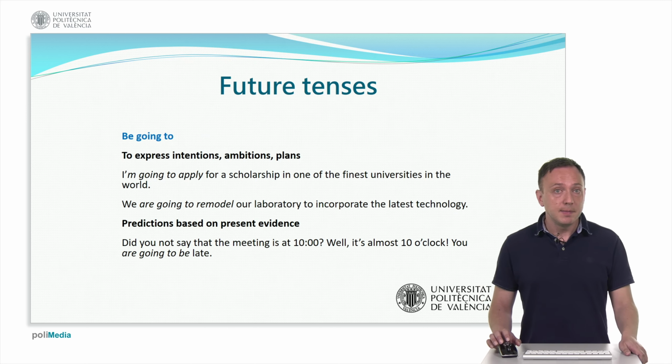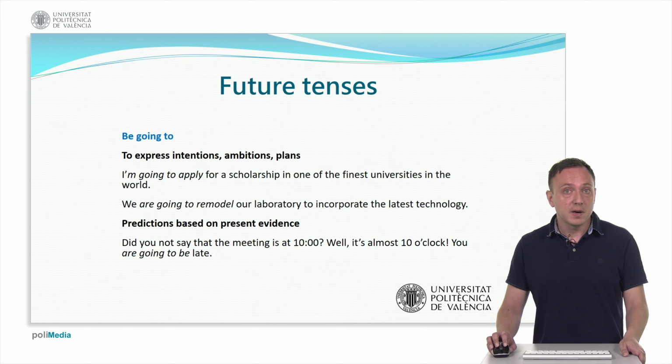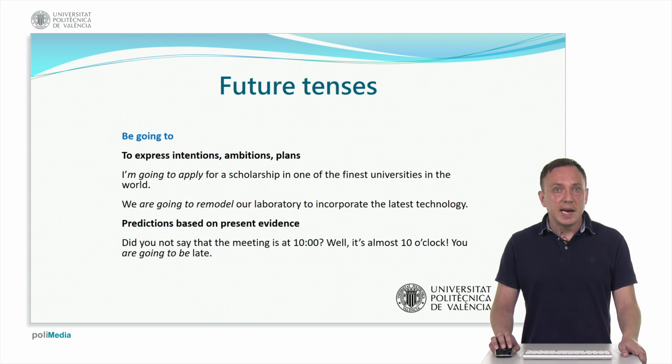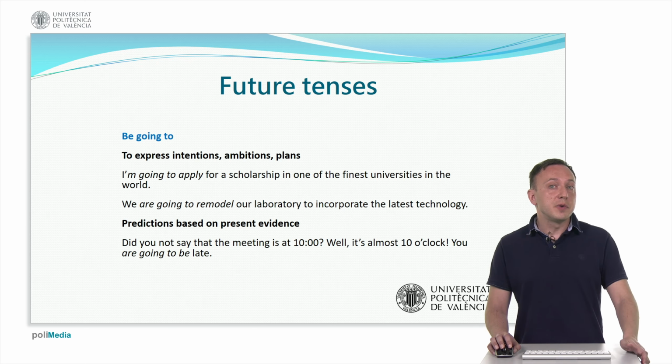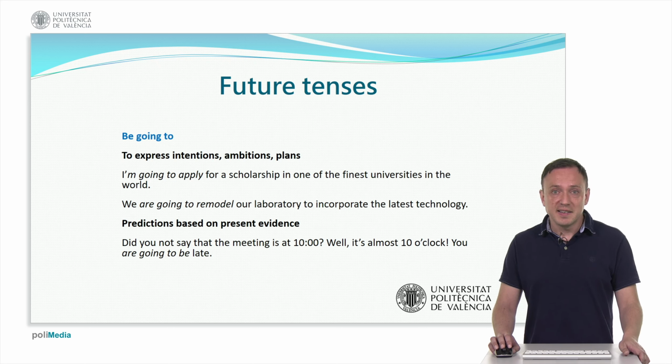The third verb tense that we're going to study is be going to. It is used to express intentions, ambitions, or plans. So, for example, I am going to study to apply for a scholarship in one of the finest universities in the world. Or we are going to remodel our laboratory to incorporate the latest technology.